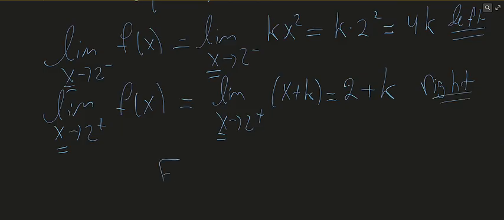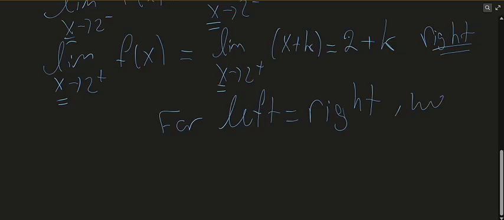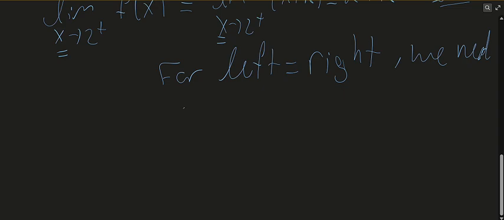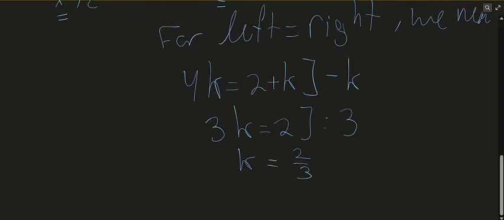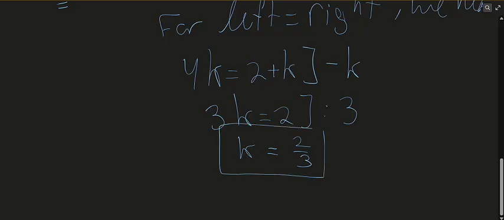So for left to be equal to right, which is what we actually want with continuity, we need 4k equals 2 plus k. Subtract k from both sides to be able to solve this high school algebra equation for k. So that's going to be 3k equals 2. Divide by 3, and what do you get? K equals 2/3. That seems like a good final answer. And that is indeed the only value of k that makes the left equal the right.